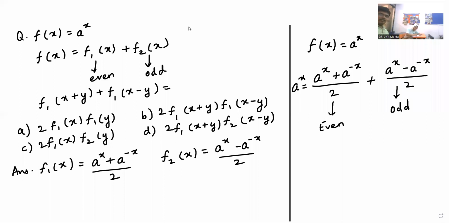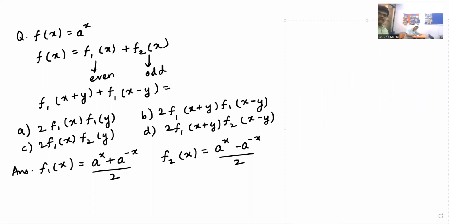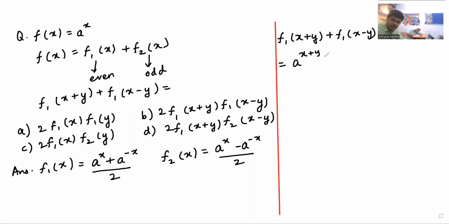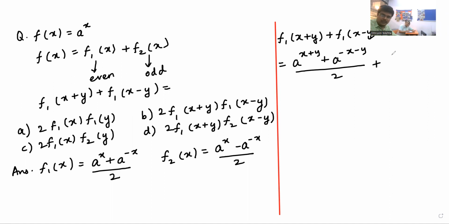So see, we have identified the functions f1, f2. Now what are we supposed to find in this sum? We have to find f1(x plus y) plus f1(x minus y). So we'll replace x with x plus y in f1. That is going to be a raised to x plus y plus a raised to minus x minus y upon 2. And now for f1(x minus y), we'll replace x with x minus y.